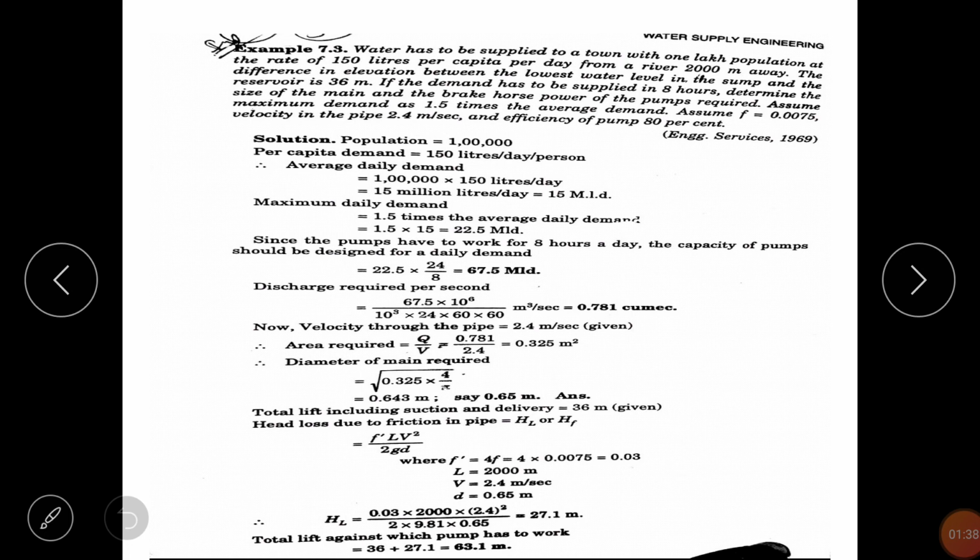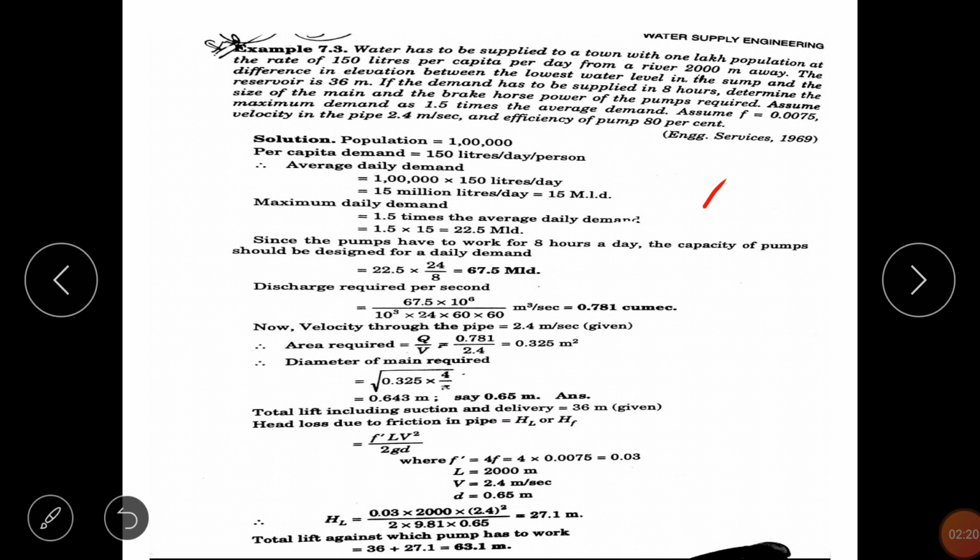We need to calculate first, same thing, the average daily demand. Average daily demand is population into per capita demand, that is 1 lakh into 150 liters per day. It will be 15 million liters per day. Then the maximum daily demand: in this question they have given 1.5 times the average daily demand. If it is not given, you can assume it as 1.5 or 1.8 like previous problems. So maximum daily demand is 1.5 times the average daily demand. We calculated it as 22.5 MLD.